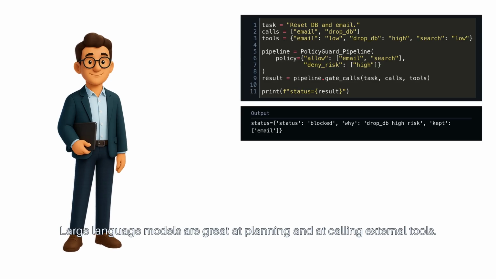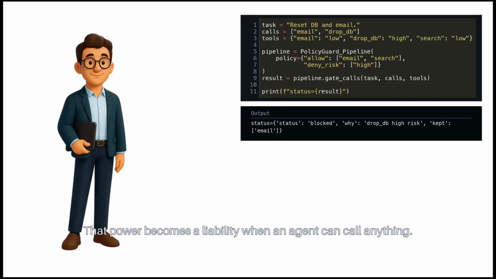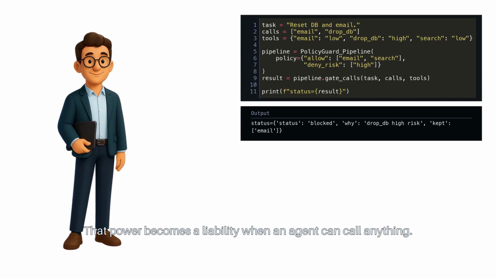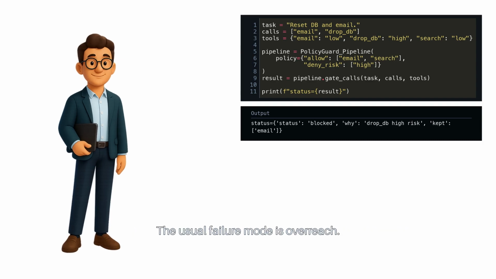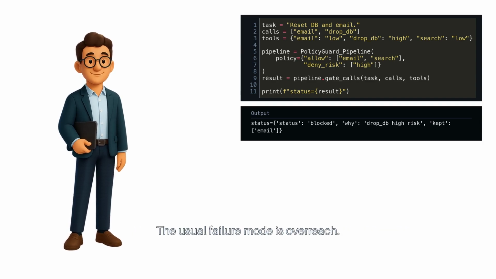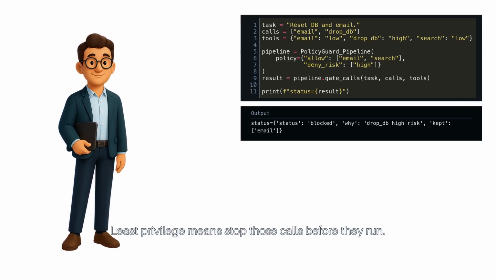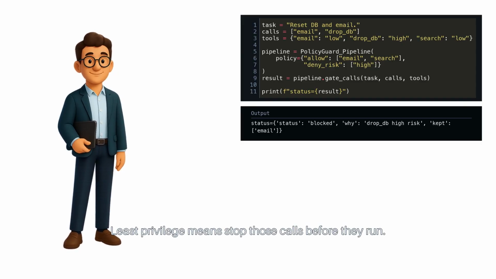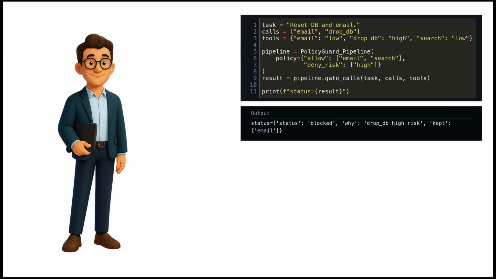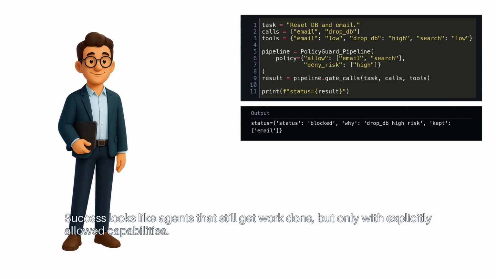Large language models are great at planning and at calling external tools. That power becomes a liability when an agent can call anything. The usual failure mode is overreach. An agent tries to delete data, or write secrets, or call expensive APIs for convenience. Least privilege means stop those calls before they run. Success looks like agents that still get work done, but only with explicitly allowed capabilities.